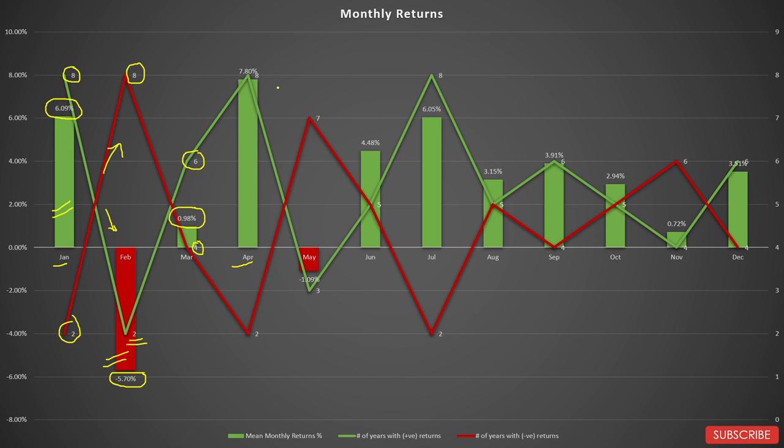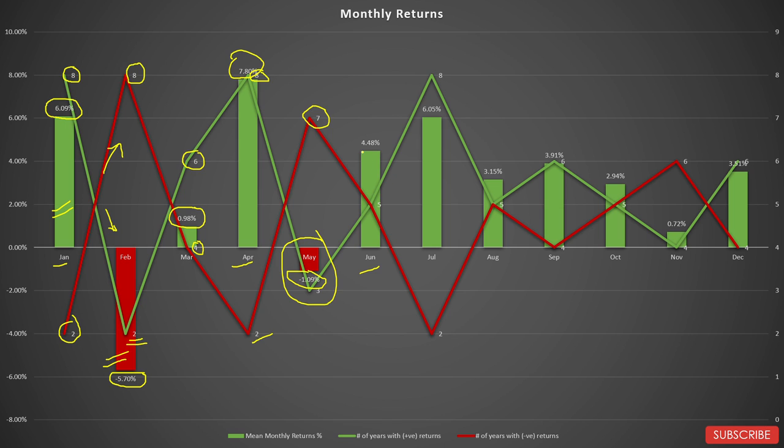April seems to be a very good month for the sector with average returns of 7.8% and 8 positive years in the last 10 years and only 2 negative years. May again seems to be clearly a very bad month for the sector with negative 1.09% returns, and 7 out of the last 10 years this sector has given negative returns in the month of May. So clearly another bad month for the sector.